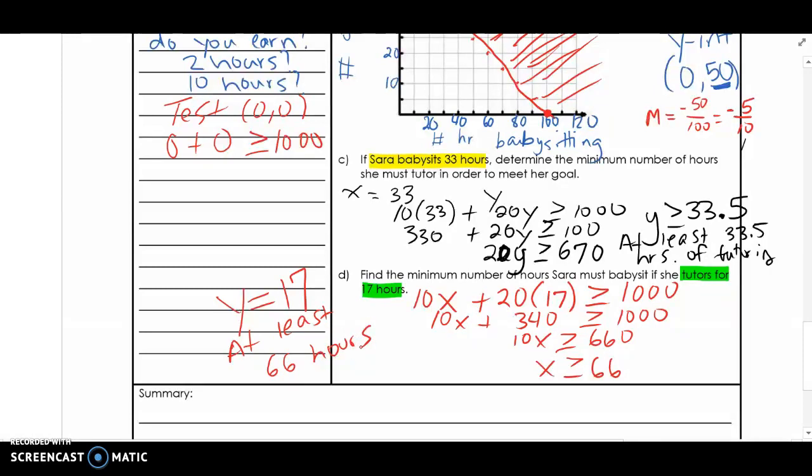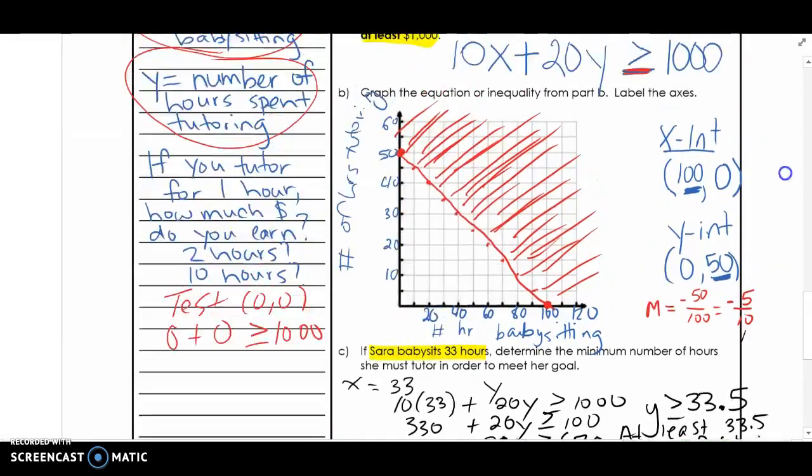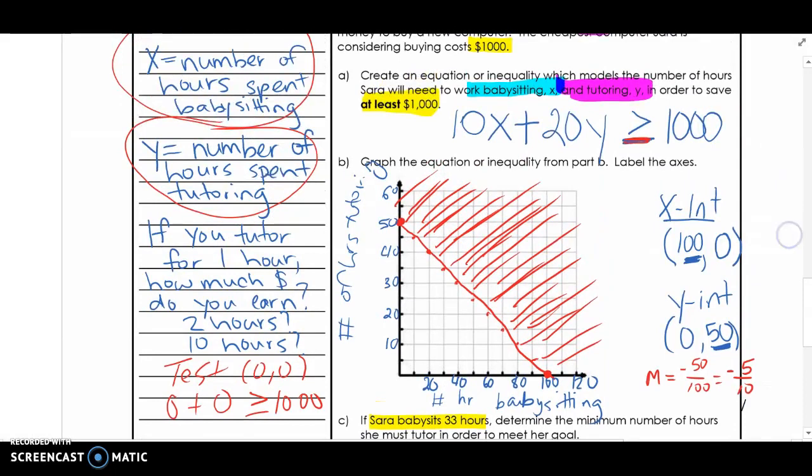This would be an example of a linear inequality with a real-world scenario. Now work through the practice problems on the attached sheet.